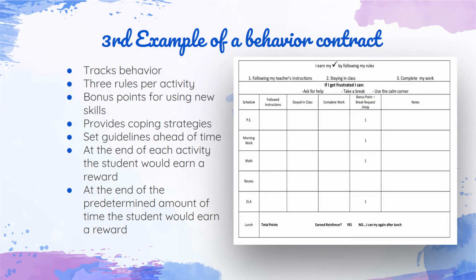This behavior contract tracks the student's behavior during the day, allowing the student to earn points that are redeemed for longer periods of reward time at the end of a large block of time. This contract provides coping strategies that the student can use when frustrated and allows them to earn bonus points when using new skills without being prompted. You would review the points earned after each activity. At the end of the block of time, the student tallies points earned, and if the goal has been met, the student is given their reward time.